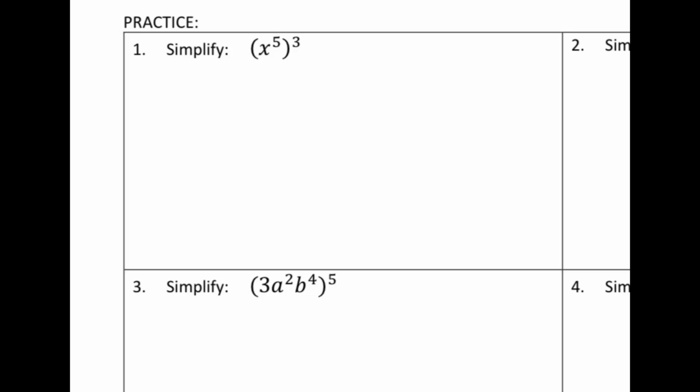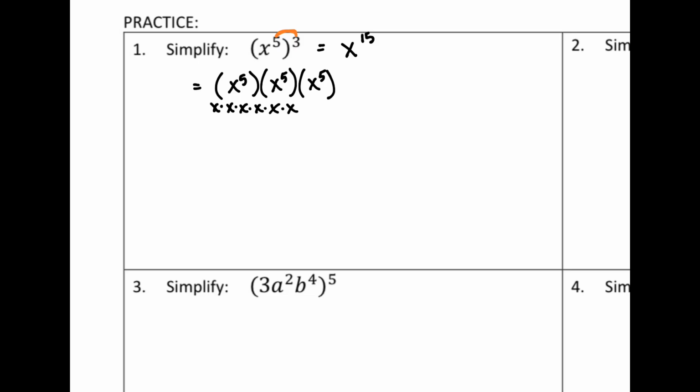This one is the exponent or a power to a power rule. All you have to do is multiply those two together. So we get x to the 15th. That's what it actually means, right? 3 of these, and each of those is 5 x's.